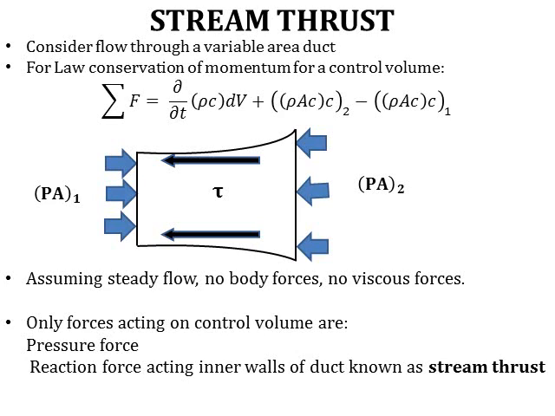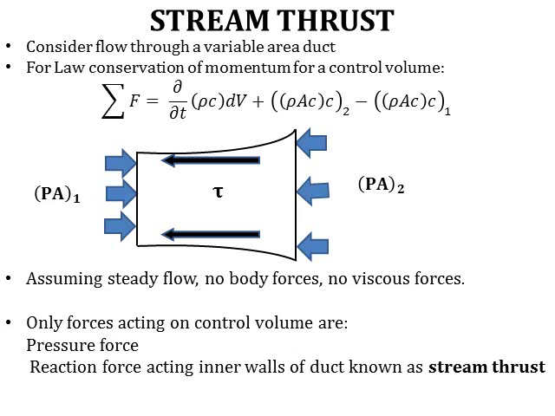For this, consider a flow through a variable area duct as shown in the slide. For applying law of conservation of momentum for a controlled volume, we get the following equation. Assuming a steady one-dimensional flow with no body forces and viscous force, the sum of all force term reduces to just the pressure force.